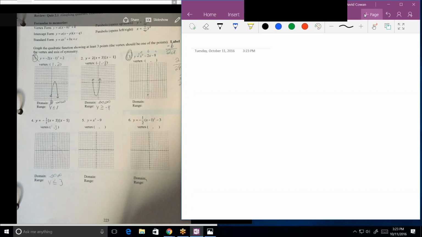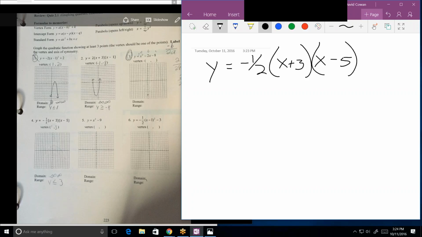Do you want to look at this format down here for number 4? Because it's actually a little easier. Minus 1/2. What is that minus 1/2 going to tell us? It's going to open downward. Correct. And this is actually in x-intercept format. In other words, what are my x-intercepts?